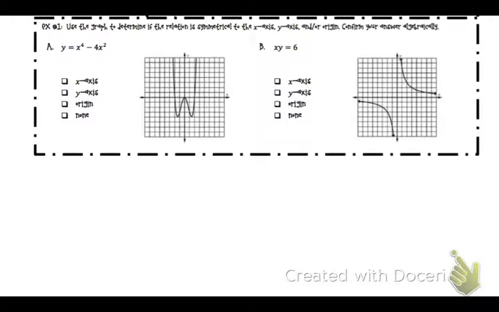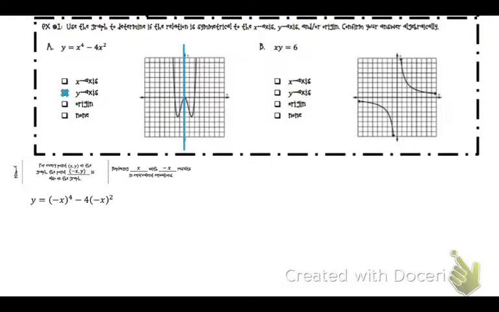So just looking at graph A, we can tell that this is symmetric with that line right there, which is the y-axis. Okay, now we're just going to confirm our answer algebraically. So for the y-axis, we have to replace every x with negative x. So I'm going to have y equals (-x)^4 minus 4 times (-x)^2.